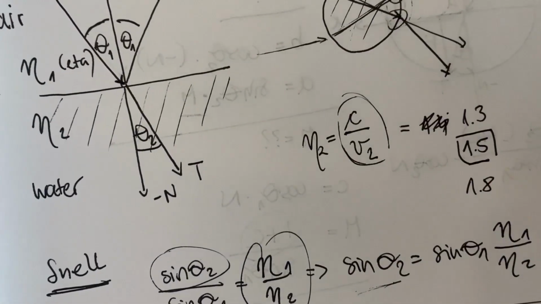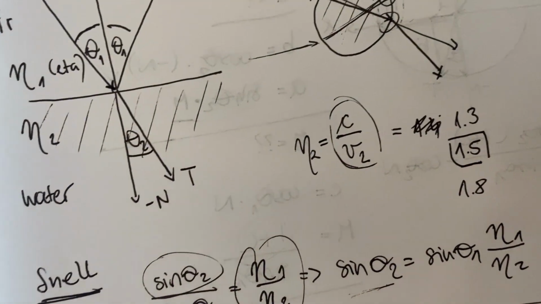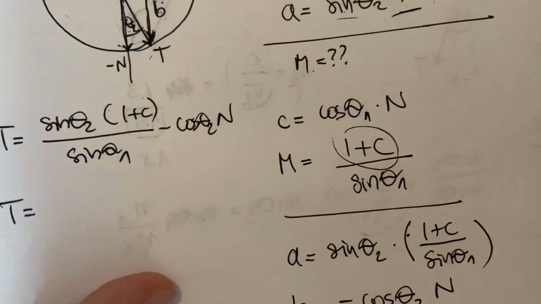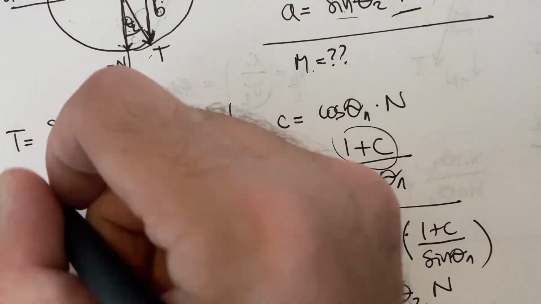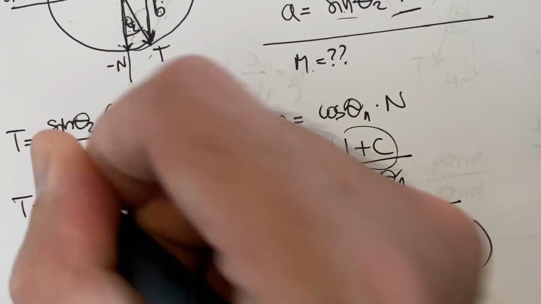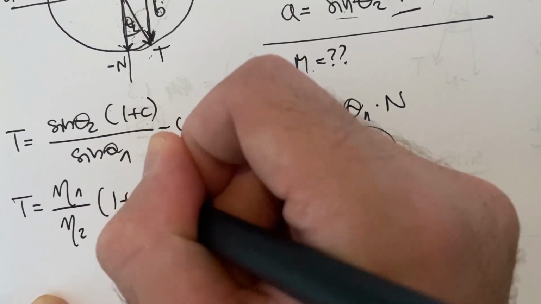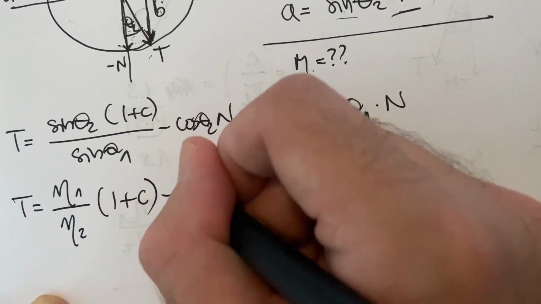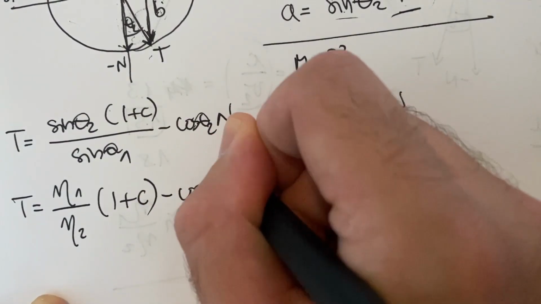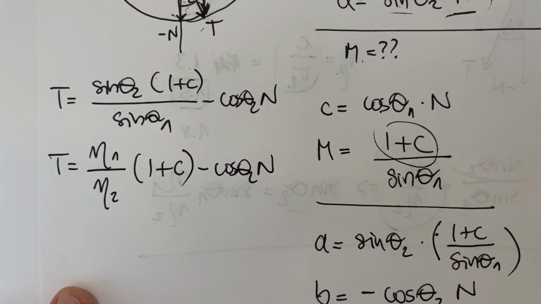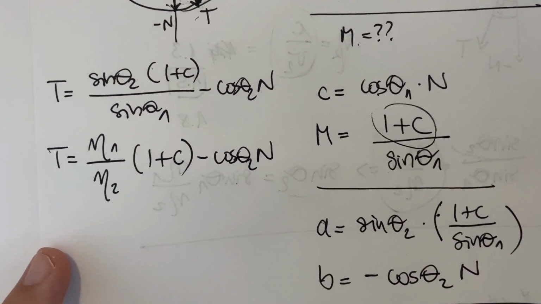So let's see. Eta. Okay, so it's the opposite, right? So we're gonna do eta 1 divided by eta 2 multiplied by I plus c minus cosine theta 2 n. That's the thing we currently have. Okay, it looks better. Let's see what else we can do.